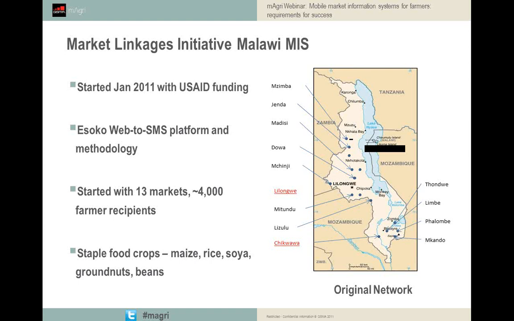The commodities that we chose were primarily staple food crops: maize, rice, soybeans, groundnuts, and various beans, for a couple of reasons. One, because of their importance as food crops, and the project is a food security project. And secondly, because they represent the most traded food crops. And so from a market potential standpoint, they were important as well. Next slide, please.